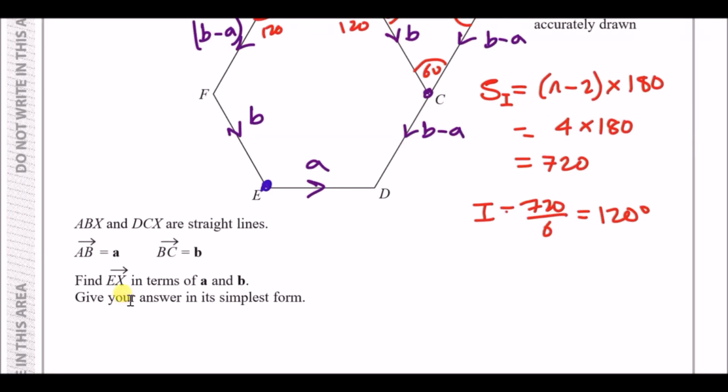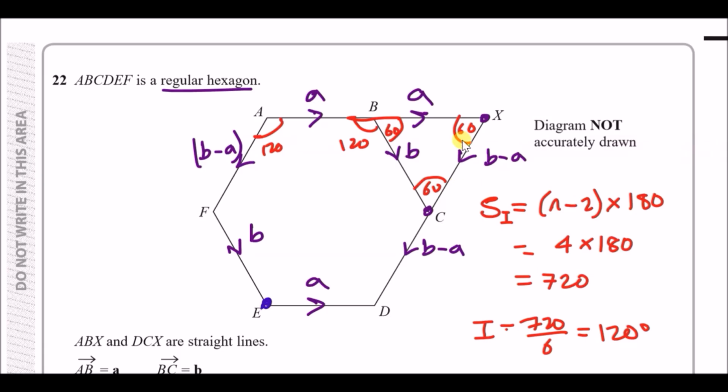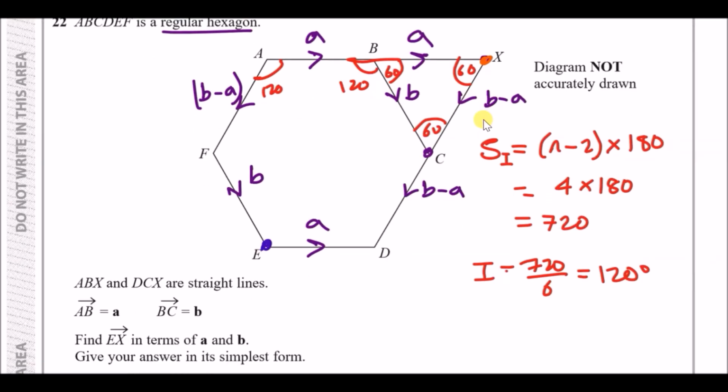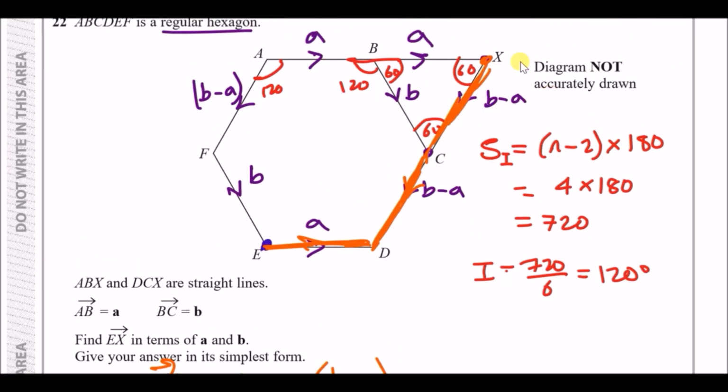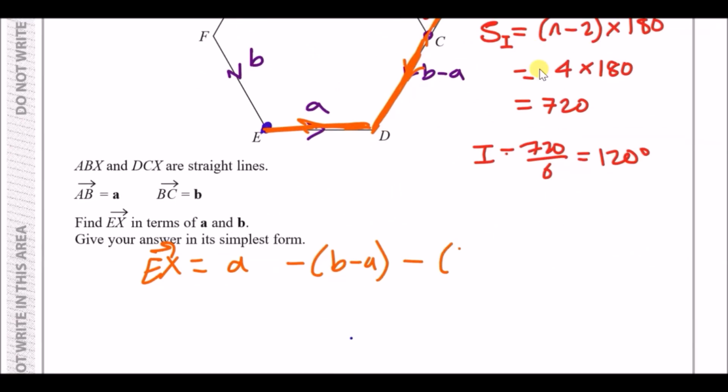We can finally figure out how to go from E to X. So let's put a route down. We can go through all of this route, up here, and then up here as well. We're going to travel along a first, so E to X must equal a first, plus, you notice we've got an arrow facing the opposite direction. If you're going opposite, it'll be negative b minus a. So we'll put a minus sign. And then we go through another minus b minus a.